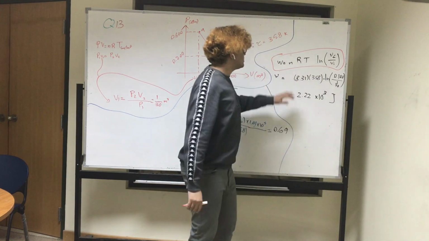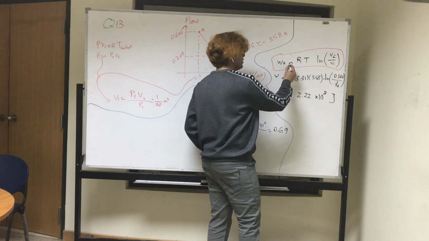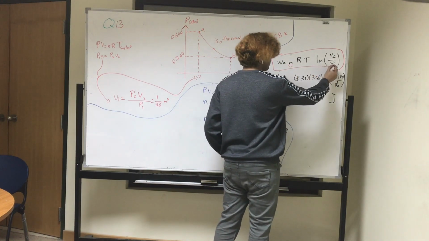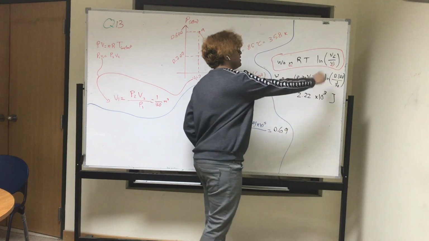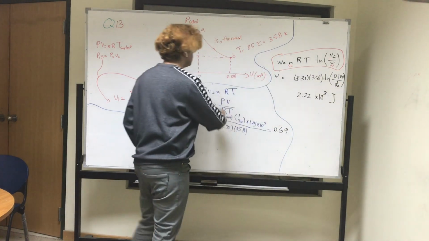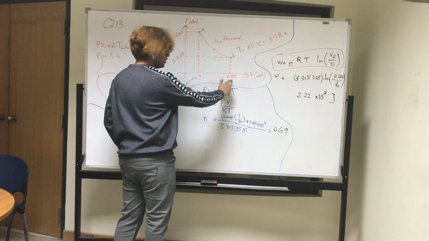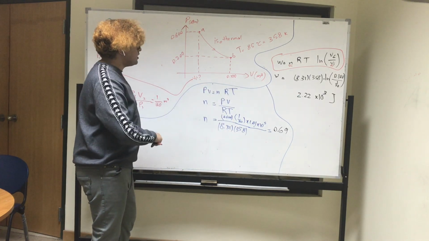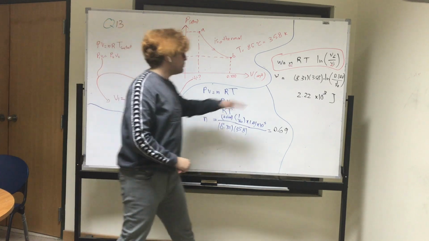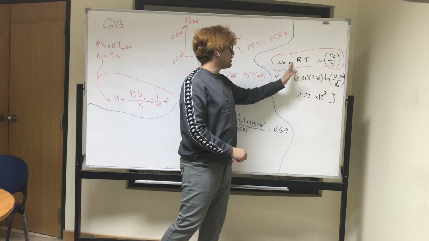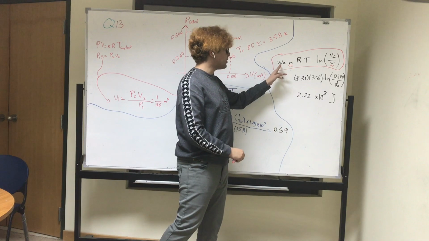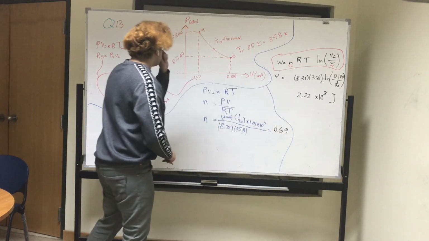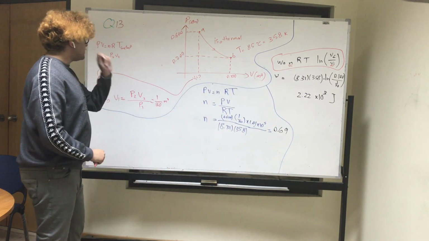So before we use this equation, we need to figure out the number of moles and we need to figure out the initial volume. We're given the final volume, which is here, 0.100 meter cubed. And once we figure out the number of moles and the initial volume, we could just plug our numbers in and we figure the work out. Okay, first let's find the initial volume.